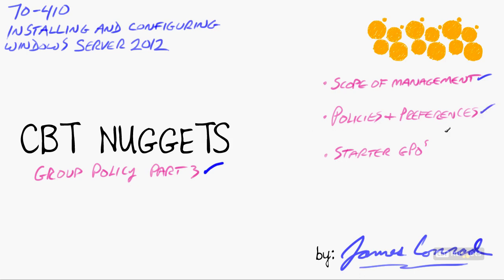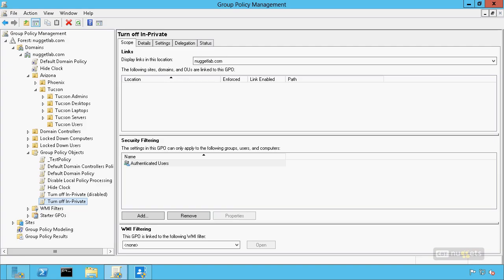Also, we'll take a look at policies versus preferences. Preferences are something that's relatively new. It's something that we didn't always have in previous versions of Active Directory. Before, we'd have only policies. These open up a whole new world of additional settings, which can be very useful. We also will take a look here at starter GPOs, which are kind of a template way of creating new group policy objects.